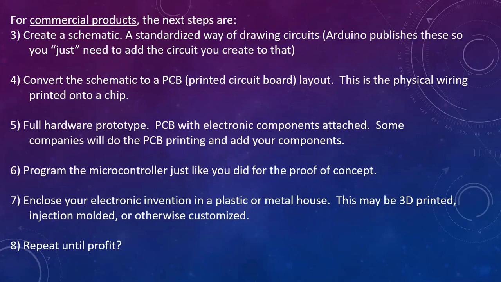The next step would be to convert that schematic to printed circuit board layout, and a printed circuit board is now the actual physical wiring. Instead of wires, they kind of melt metal onto a little chip, but in any case, this is going to be the actual working base of whatever it is that you make. What you think of as a computer chip is essentially a printed circuit board. And then the next part is to put your components onto that board.